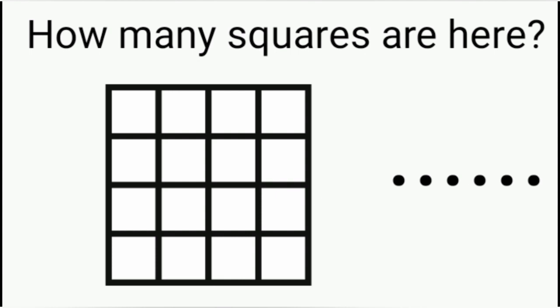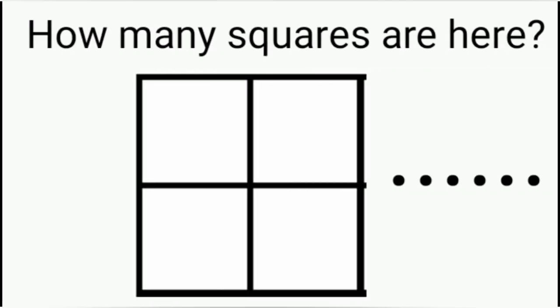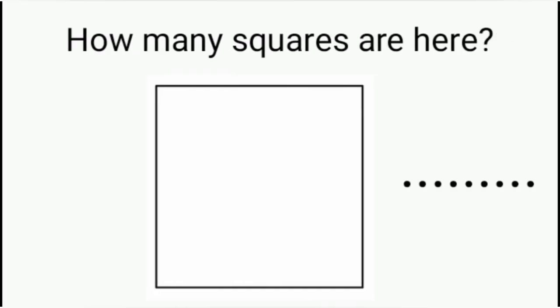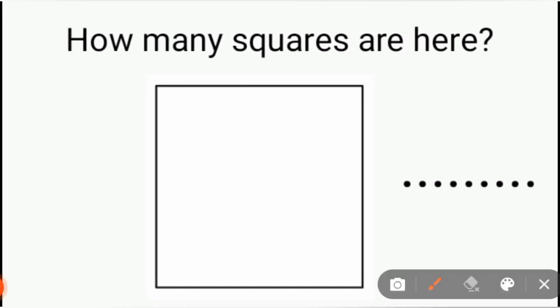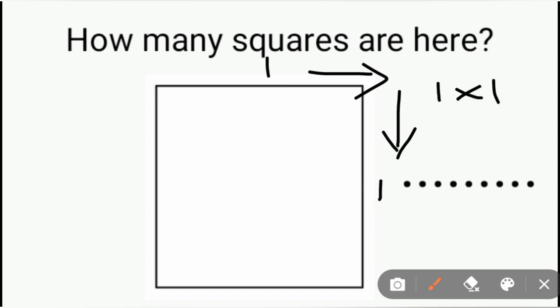So let's go to the tip. I'm going to tell a small trick. When you find this type of squares, first you have to count these type of squares and this side squares. Here is one square and here is one square. So you have to multiply it. 1 into 1 is equal to 1. So here is one square.